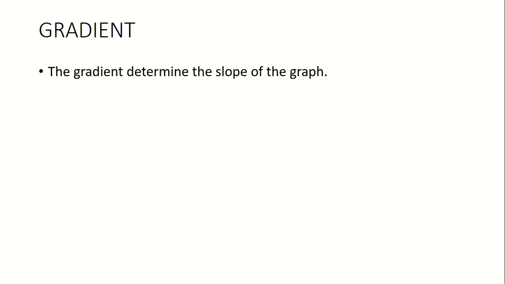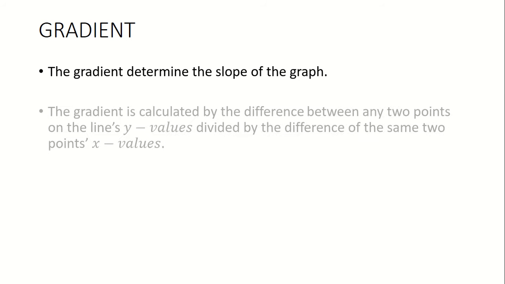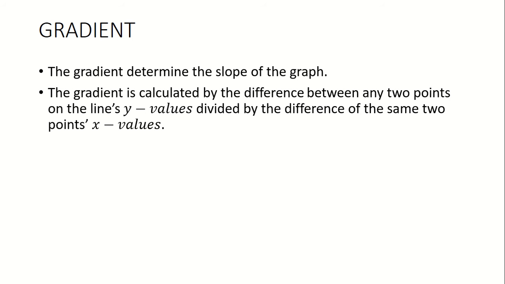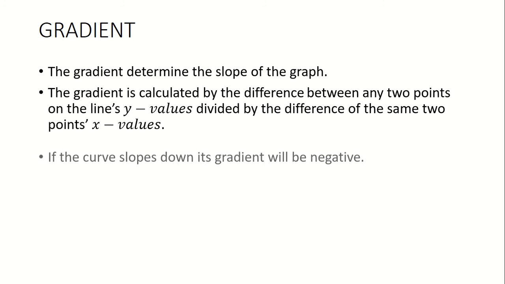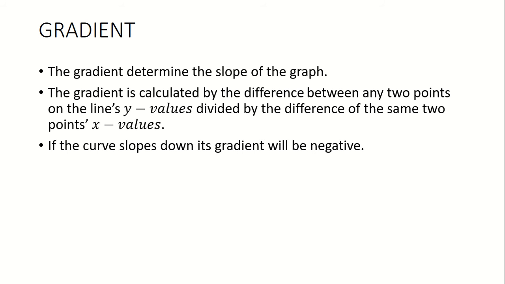Now, first, the gradient determines the slope of the graph. We spoke about that. The gradient is calculated by the difference between the y values of 2 points on the line, divided by the difference of the same 2 points' x values. If the curve slopes down, its gradient will be negative.